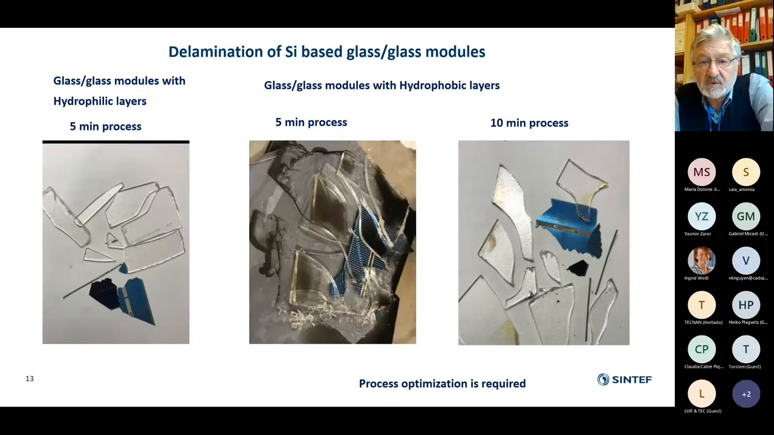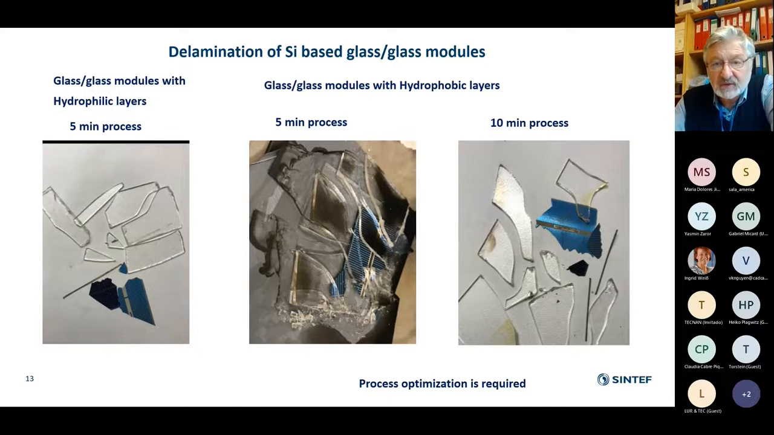We have tested also innovative structures, which were reported in the previous presentation. Hydrophobic layers, the same process, a 5-minute process, demonstrated the same behavior, which means that the glass was not affected by the additional hydrophobic layer on top, which means that glass can be extracted in the case of hydrophobic layers.